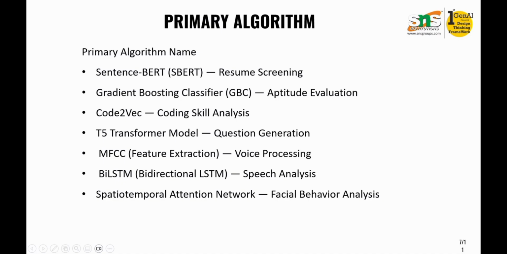Hello, this is Santosh. I'm going to talk about the algorithms used in the system. The proposed recruitment platform integrates multiple artificial intelligence and machine learning algorithms, where each algorithm is responsible for evaluating a specific aspect of candidate performance.